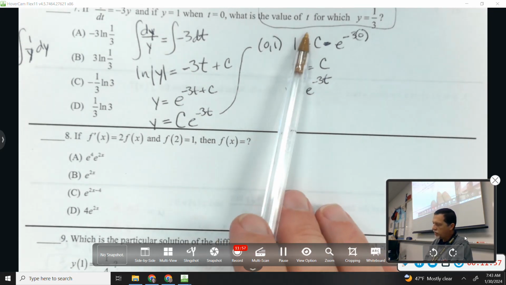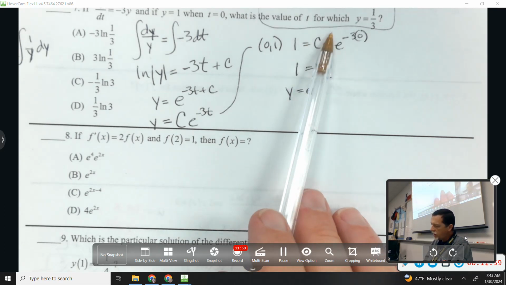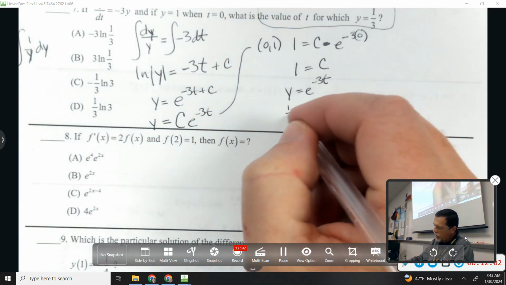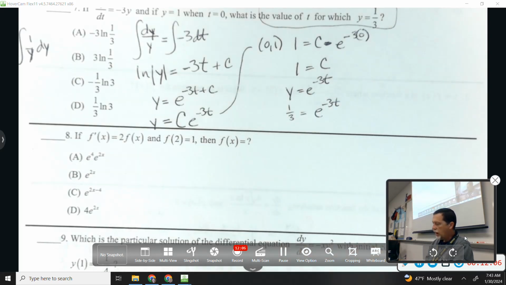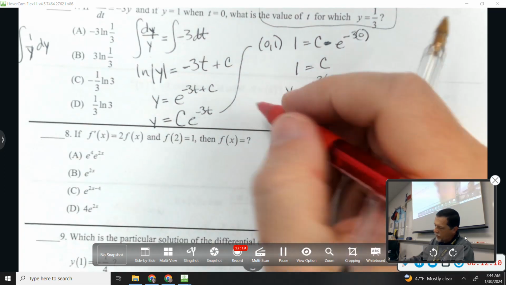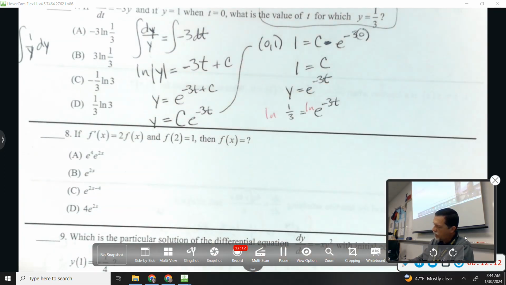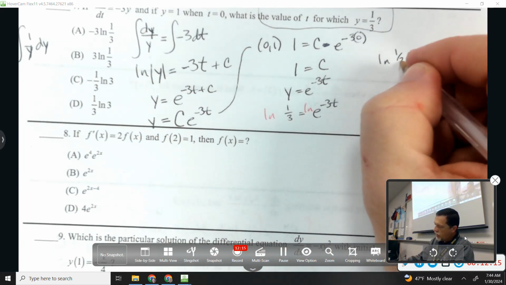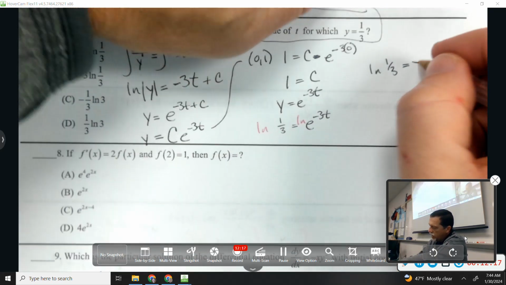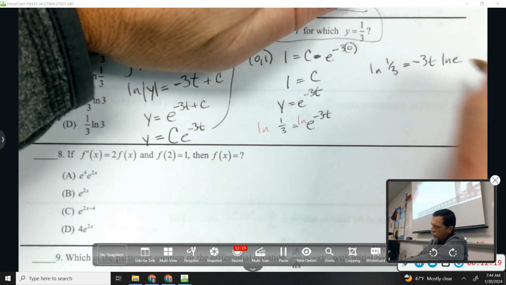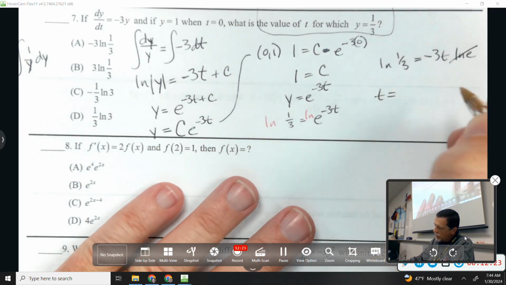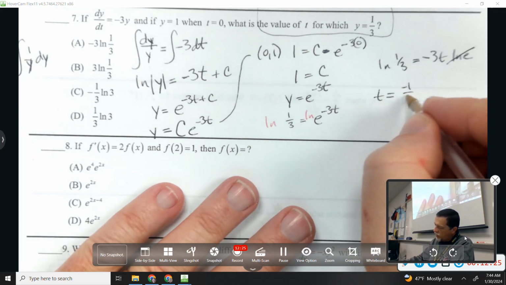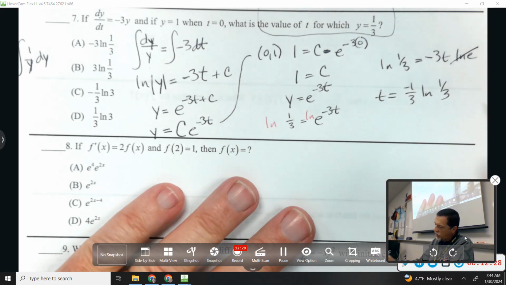But the question is, what is the value of t for which y is 1/3? So more algebra. So we plug in 1/3, and then natural log both sides. So natural log of 1/3 equals negative 3t natural log of e. Natural log of e is 1. So t is negative 1/3 natural log of 1/3.